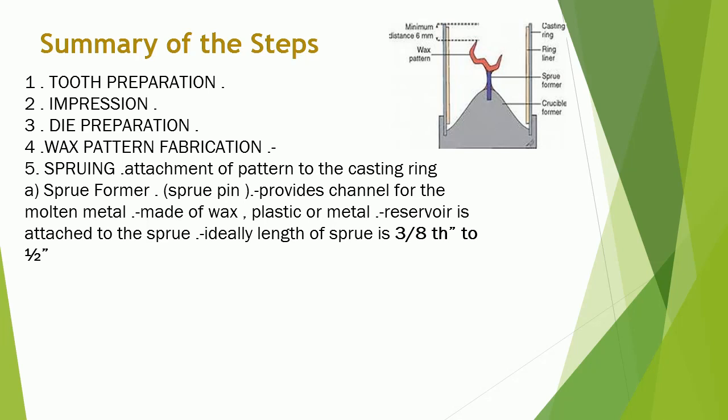Now this diagram is very important. You should be able to identify and label all the parts of this casting assembly. The sprue former may be made of wax, plastic, or metal, and a reservoir is attached to the sprue. A very important technical consideration is that the length of the sprue should be 3/8 to 1/2 inch. And we'll be dealing with all these clinical or technical parameters later on. So just try to remember this diagram as you may be asked to label it.